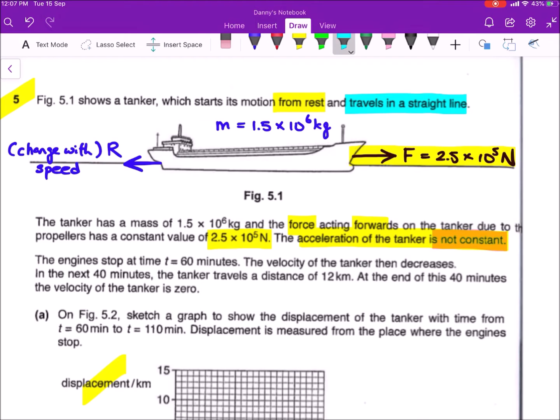So if you create this mental picture in your head, then very likely you will be able to see that your F net consists of two forces, F, which is the forward force, plus the negative R. So since your F net is given by the second law, M times A, the right hand side is F minus R. Since this force is changing, then very likely that this will result in your acceleration being not constant. So just from these two lines, I can extract this much of data.